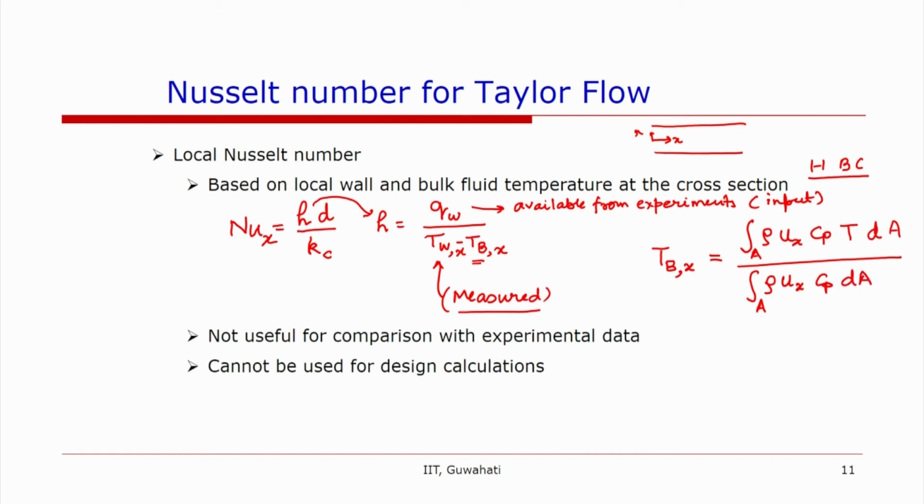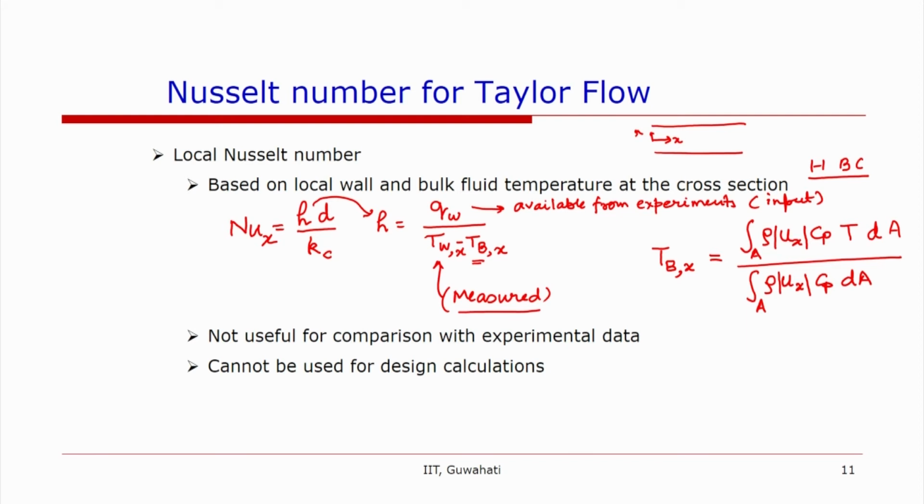Now, because there can be a backflow in the liquid, if we do not take into account only the magnitude of the axial velocity, then the terms will cancel out and we will have a wrong definition, or sometimes a very small bulk temperature which does not represent the bulk temperature correctly. So, we have put that the absolute value of the axial velocity is being taken into account here. So, that is our local bulk fluid temperature.